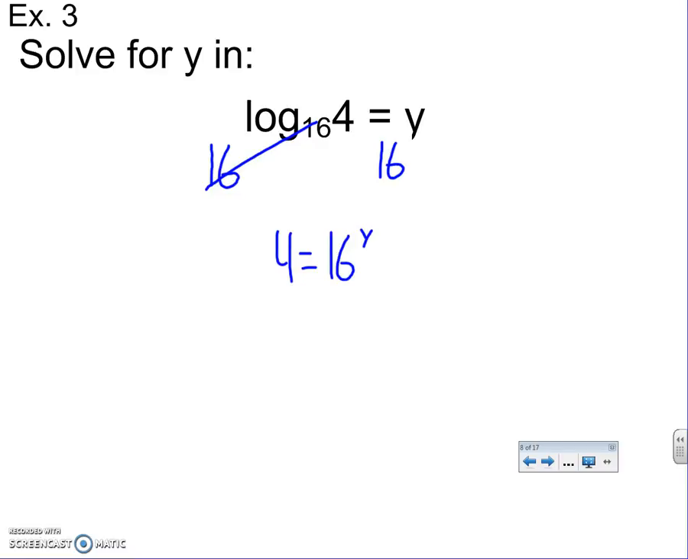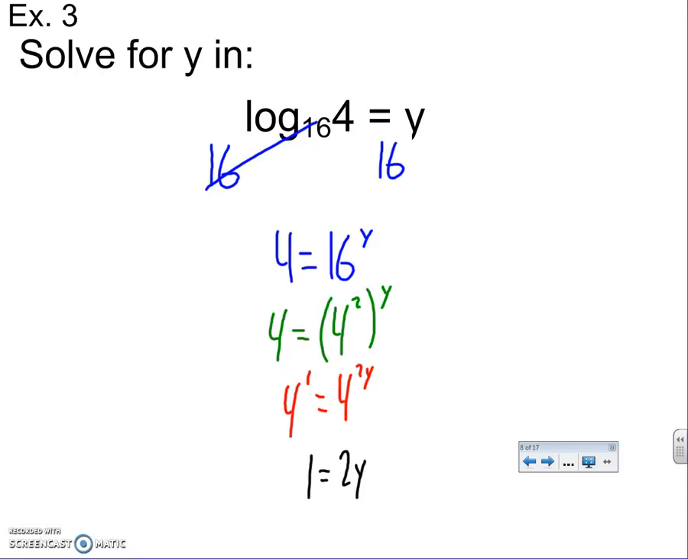Now from the previous video, y'all remember, same bases means same exponents. So for now, I'm going to rewrite that 16 as 4 squared, because that's 16 to the y. Y'all know power to the power. So 4 to the first power equals 4 to the 2y. They're the same base, 4s, so they're the same exponents. So 1 equals 2y. And if I solve for y, I divide both sides by 2. I get y equals 1/2. And that's it.